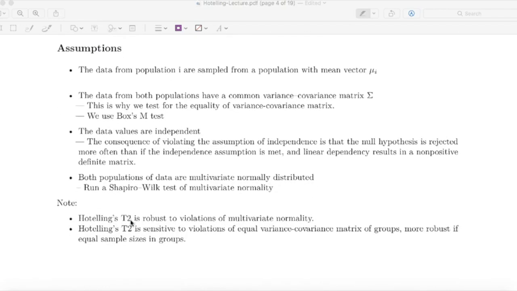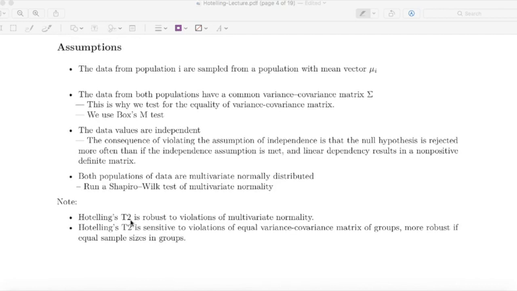Now let's talk about the assumptions. The data are sampled from a population. We need to check the assumption of variance covariance, and we're going to use the Box's M test. You can use Levene's, you can use Bartlett's. I tend to use the Box's M test. You need to know that your values are independent, and remember, this is not something that we can check numerically. There's no test for this. You can definitely look at the residuals, or it's something that comes from the design for the most part. And we're going to check multivariate normality using Shapiro-Wilk.